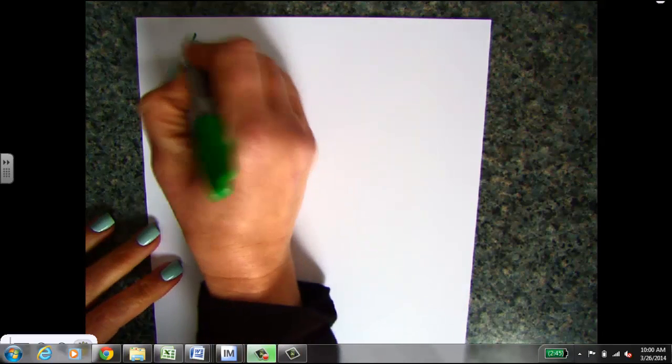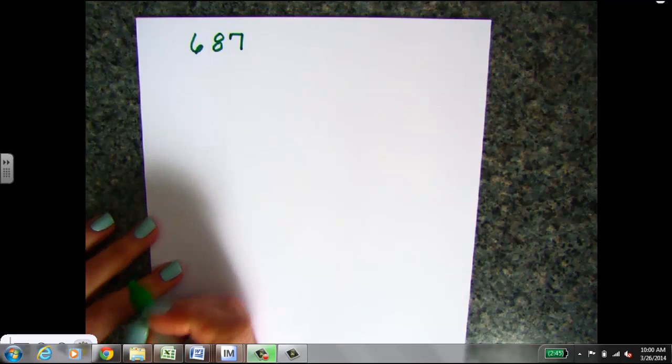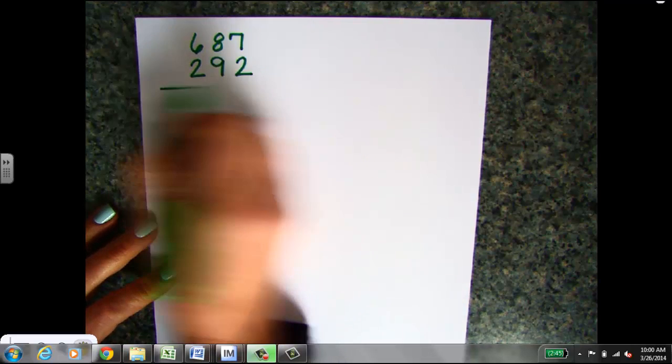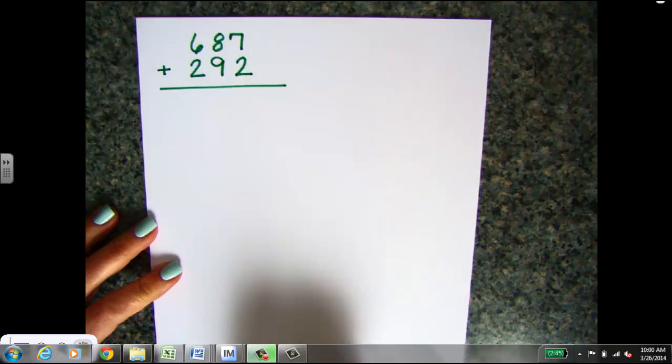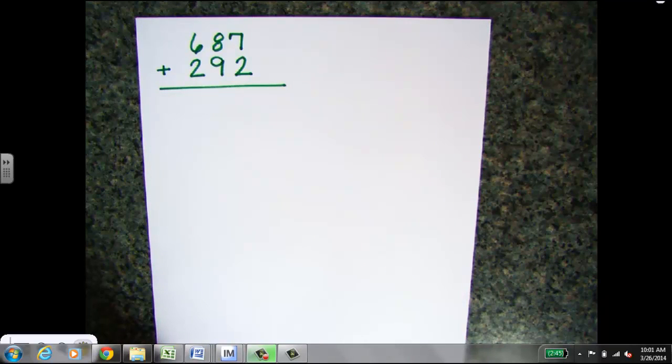For our work today, we're going to look at this equation: 687 plus 292. We're going to look at place value expanded form versus partial sums.